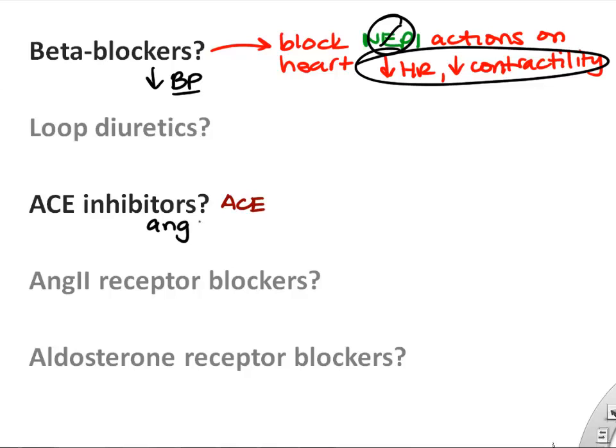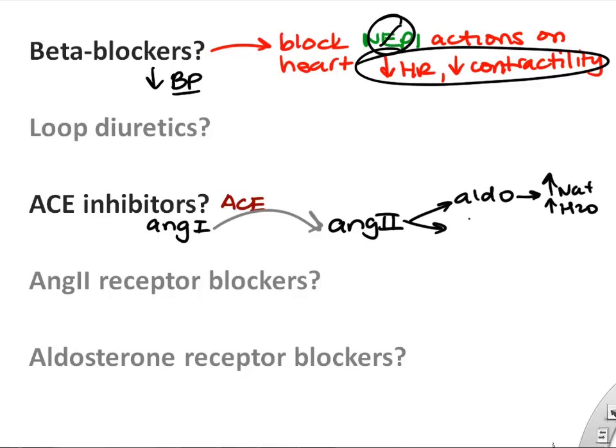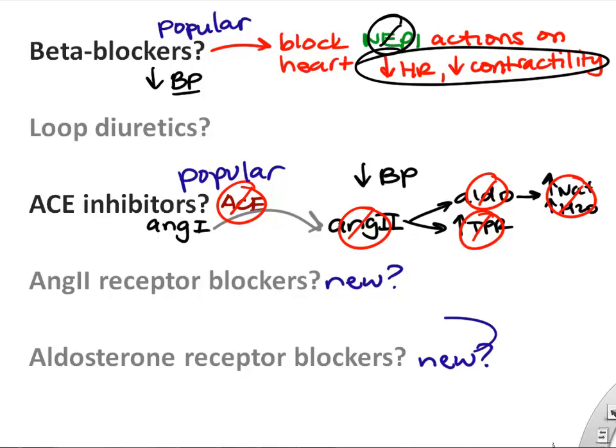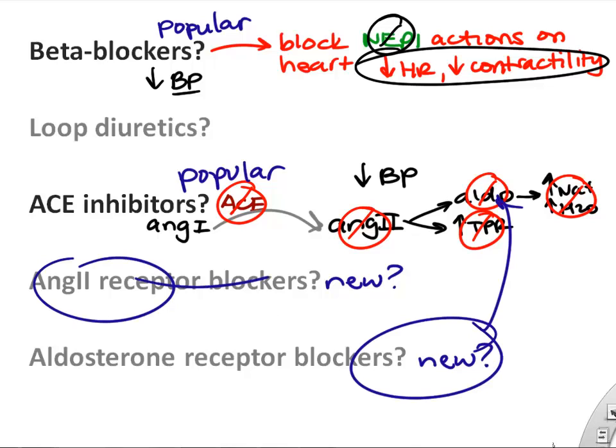Another type of drug that's used commonly are ACE inhibitors. Remember, ACE is an enzyme that catalyzes the reaction that creates Ang2. Angiotensin 2 increases aldosterone, increases TPR. So if you block ACE, you block Ang2, you block aldosterone, and you block its effect on TPR, which would, of course, decrease your blood pressure. And both of those drugs are pretty popular. Beta blockers and ACE inhibitors are very common in people over the age of 50 to reduce their blood pressure.